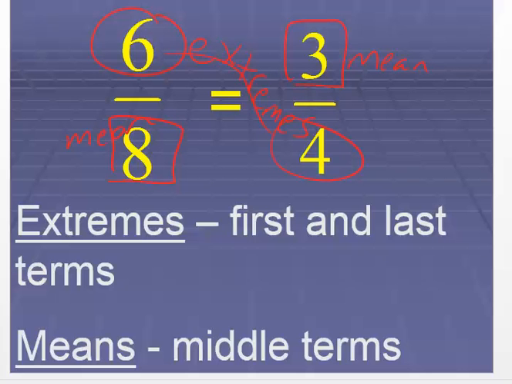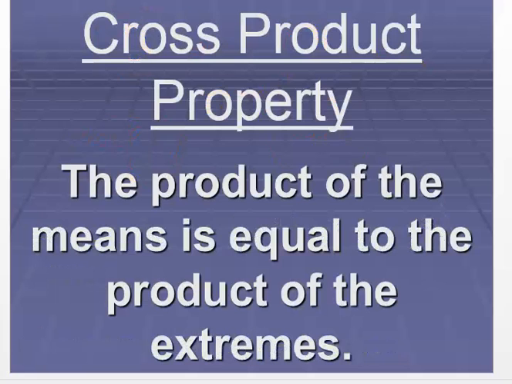We're going to talk about a couple of properties. The first one is called the cross product property. This says the product of the means is equal to the product of the extremes. For example, when we usually solve a proportion and we cross multiply, if we start with something such as 1/2 equals 3 over x, we do 1 times x, we're multiplying the extremes, equals 2 times 3, which is 6, we're multiplying the means. So the product of the means is equal to the product of the extremes.